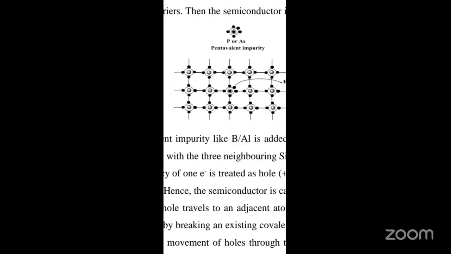Many silicon atoms are replaced with fifth group elements, pentavalent impurities like phosphorus or arsenic. A fifth group element has five electrons in its outermost shell. Four electrons make bonds with silicon atoms, and the other fifth electron sits in the interstitial part. Like that, by replacing one atom, we get one electron. If you replace many atoms, we can get many electrons.